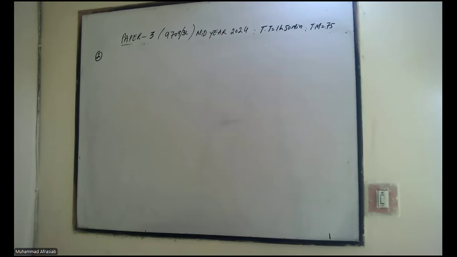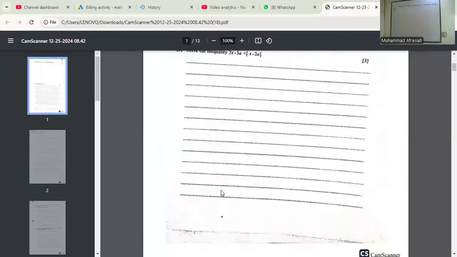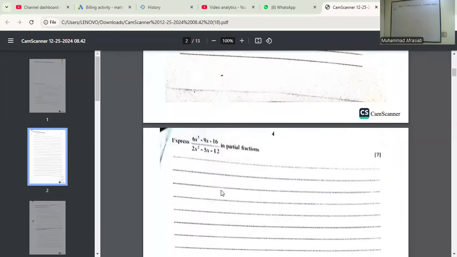Question number 2 now. Express 6x squared minus 9x minus 16 over 2x squared minus 5x minus 12 in partial fractions.